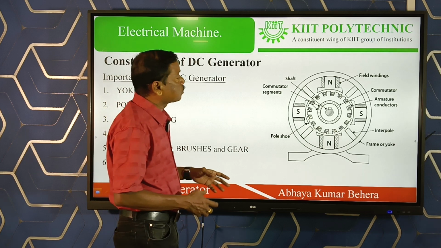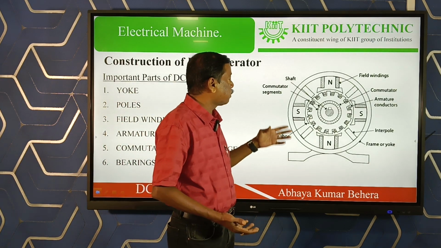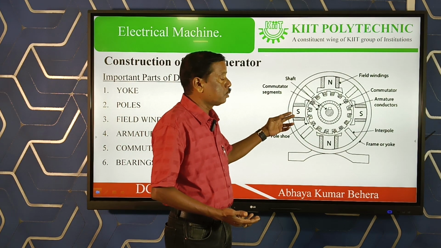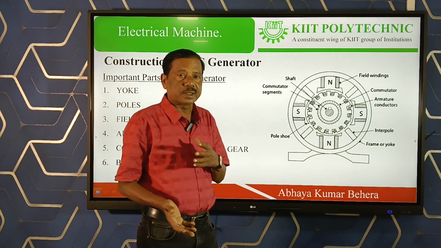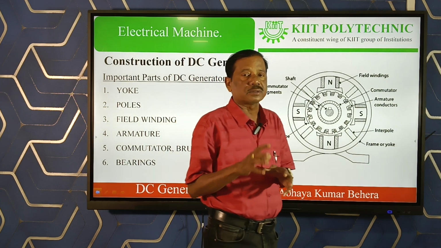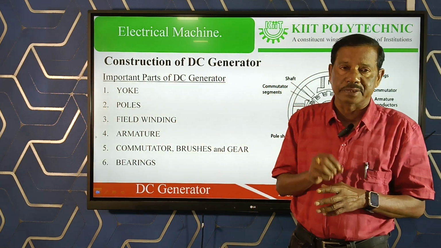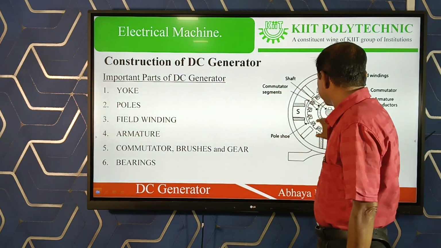Then we'll move to the rotating parts. In our stationary part we have the yoke, magnetic pole, and magnetic field winding. All these are in the stationary part. In the rotating part, the main or major part is called the armature. The armature is a rotating part.